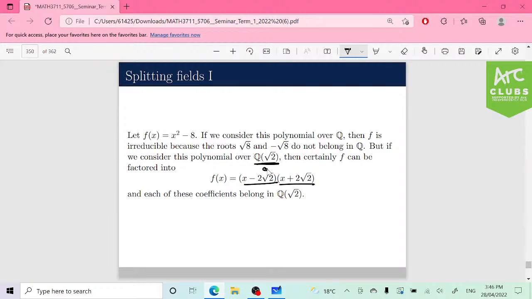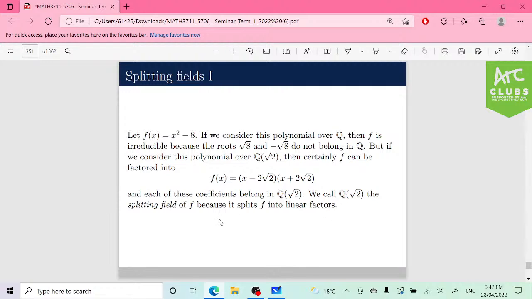And you notice that each of these coefficients actually belongs in Q adjoin square root of 2. So this belongs in Q root 2, and this also belongs in Q root 2. So we can actually factor this into linear factors, where each of these polynomials belongs in Q adjoin root 2. We call this field the splitting field because it basically splits your polynomial into linear factors.